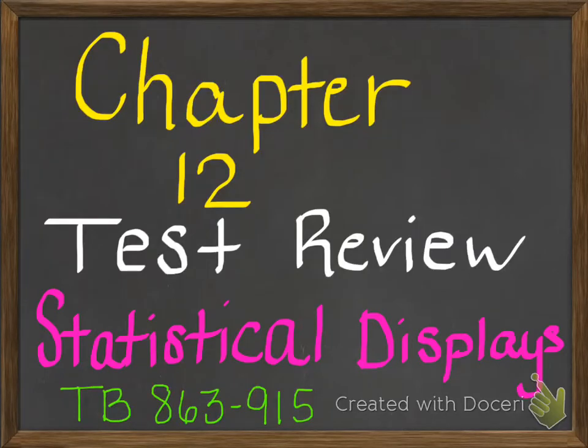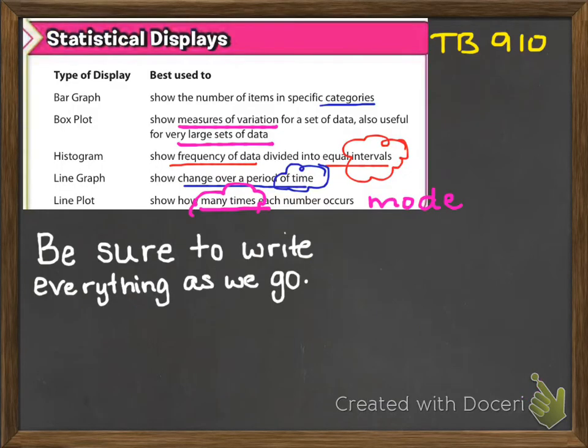This is going to be on statistical displays. It's going to be on textbook pages 863 through 915. It's going to be more of a conceptual chapter review, and it's going to be very brief. So you want to be sure to write everything as we go. You can write shorthand notes about this specific table here.